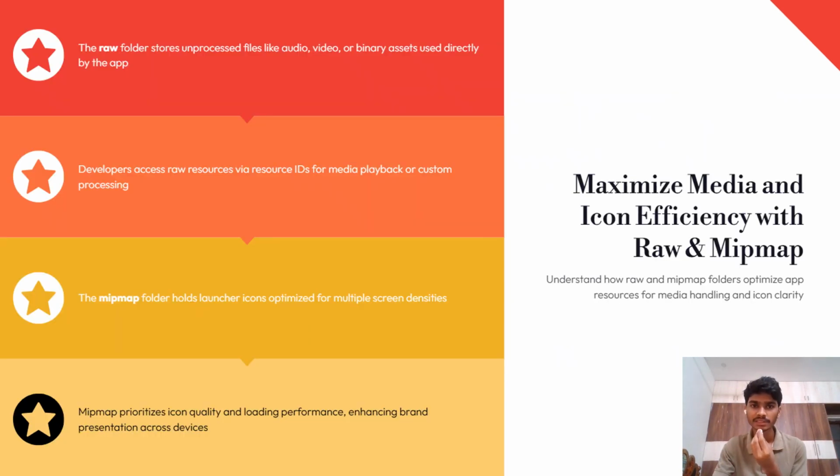This slide explains the purpose of the raw and mipmap folders. The raw folder stores unprocessed files like audio, video, or binary data that the app uses directly. Developers can access these resources via resource IDs for media playback or custom data processing.